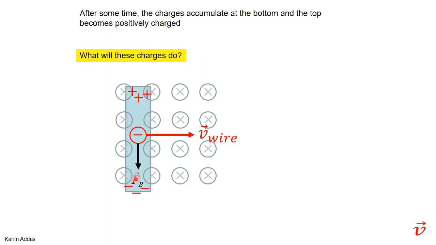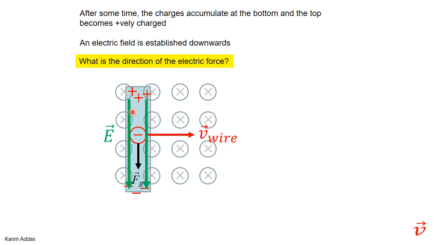And after some time, some negative charge has accumulated at the bottom, which means they left behind some positive charge remaining at the top. Now you have an accumulation of positive charge here and negative charge here. What will those charges do? Those charges will make an electric field that goes from the positive to the negative. So this electric field is pointing downwards. What kind of force does it apply on this negative charge? Is the force downwards or upwards?